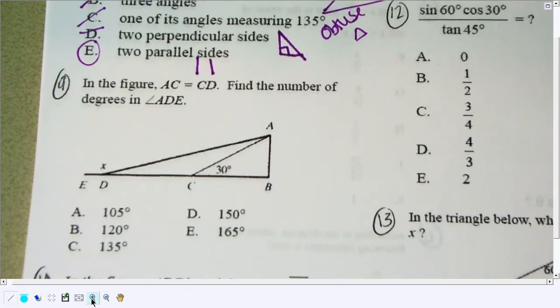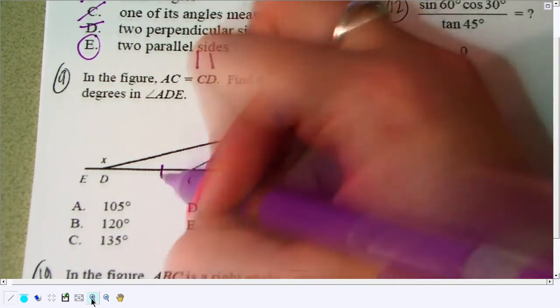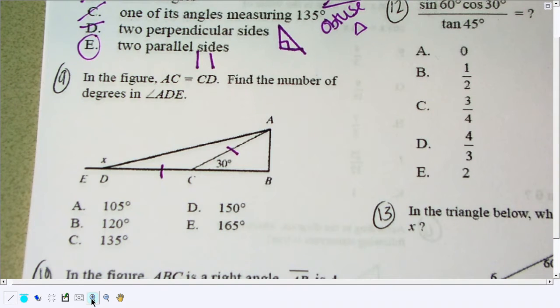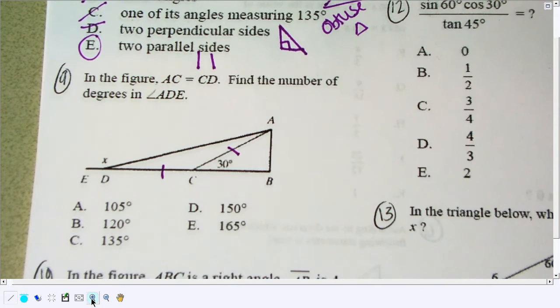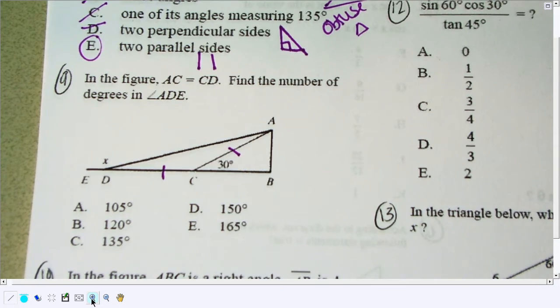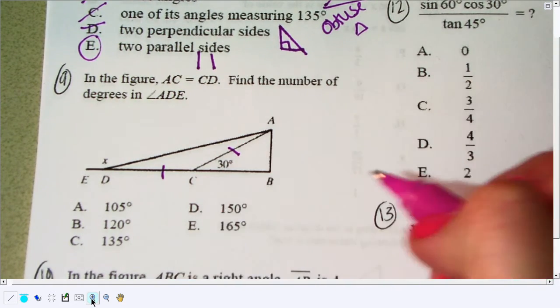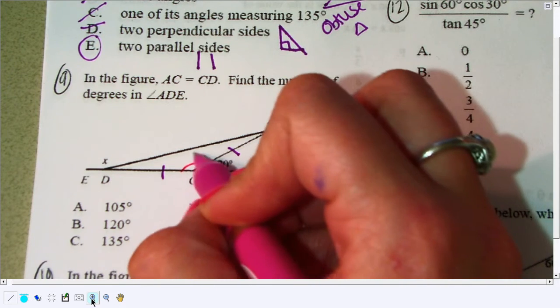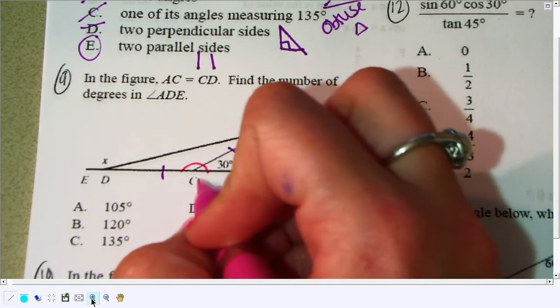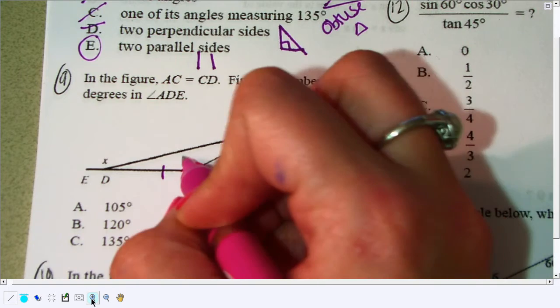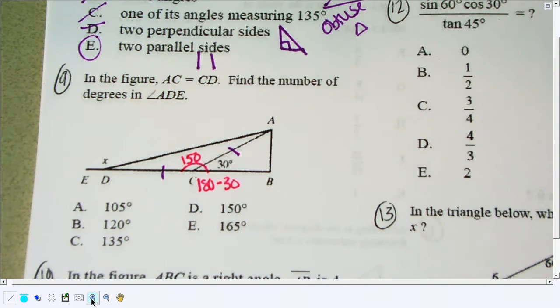All right, number 9, in the figure, AC equals CD. So AC, CD. Find the number of degrees for ADE, which is out here. This problem is not as hard as it looks. It's linear pairs and isosceles triangles. So it gives you 30. This right here is a linear pair. So 180 minus 30 is 150, making this side 150.